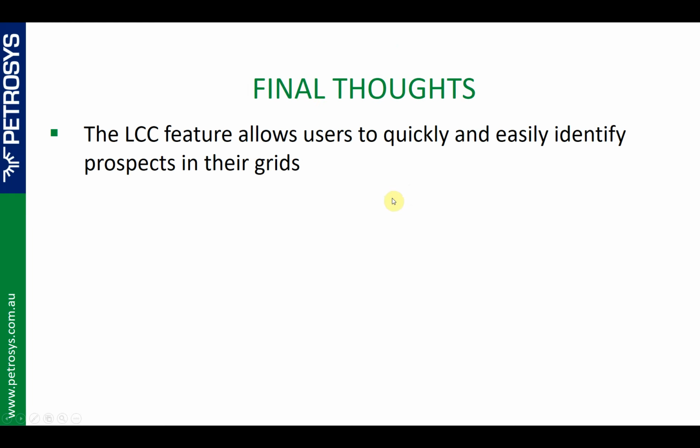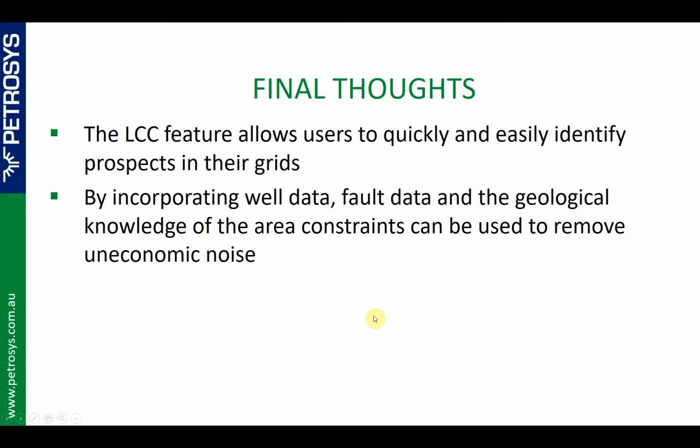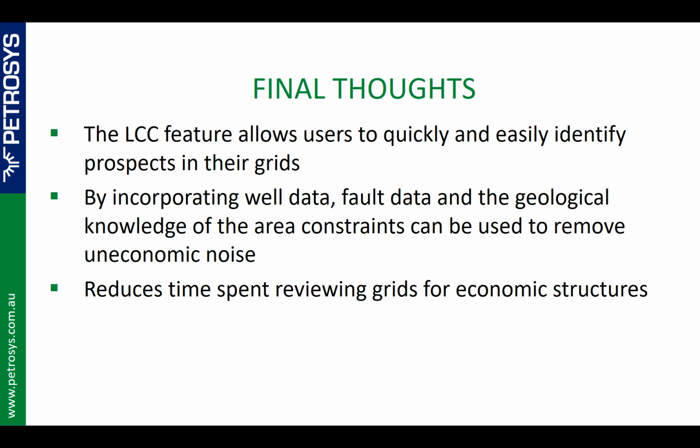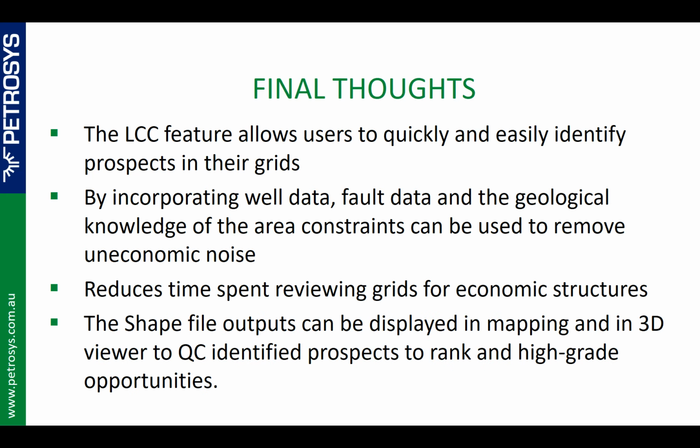So some final thoughts. The lowest closing contour feature allows the user to quickly and easily identify prospects in their grids, and we can use our fault data, our geological knowledge and our well data to constrain those limits and remove any uneconomic noise as well. This reduces the time spent reviewing grids manually for economic structures, so we can quickly run that, identify those and generate a list of areas that are required for further investigation. The shapefile outputs can then be displayed in the mapping and also in the 3D viewer to QC our identified prospects, and we can also rank and high grade those opportunities for further investigation.